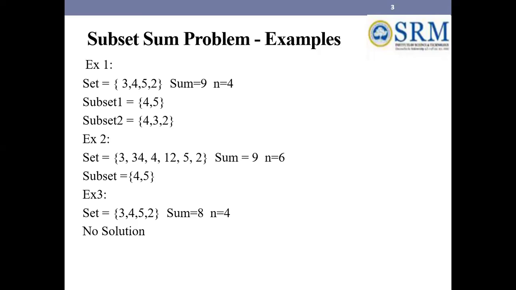In the third example, there are 4 elements and the target sum is 8. There is no solution. If we take any combination of the numbers, the sum is not equal to the given target D. So this type of problem can have no solution, one solution, or more than one solution.